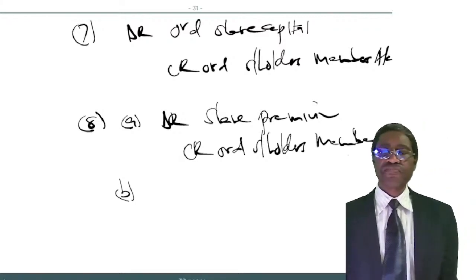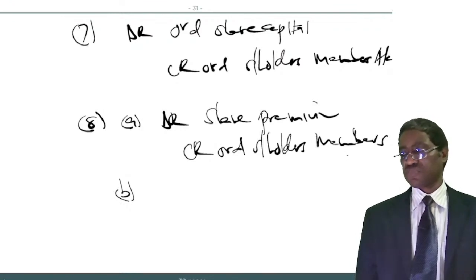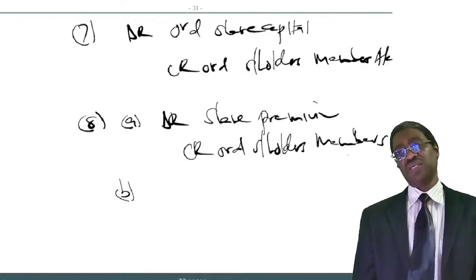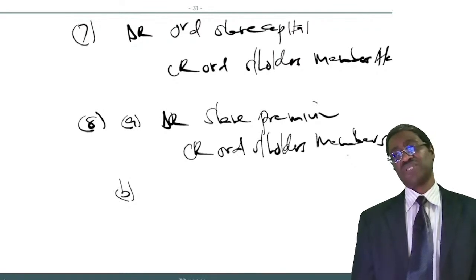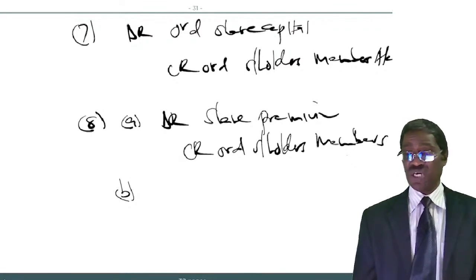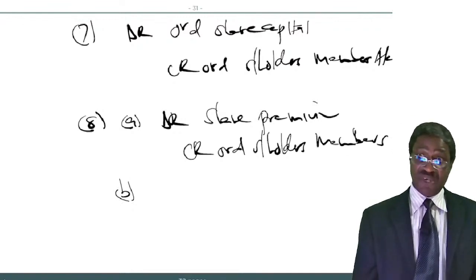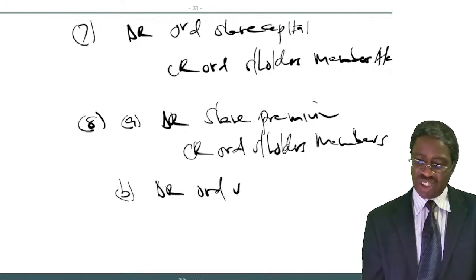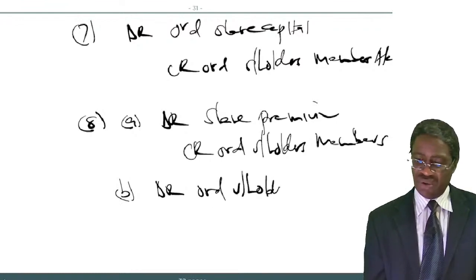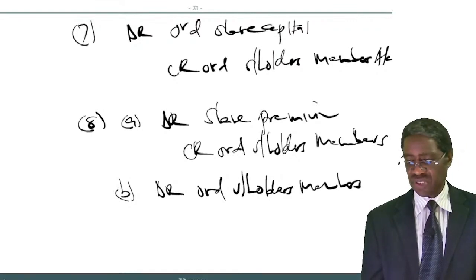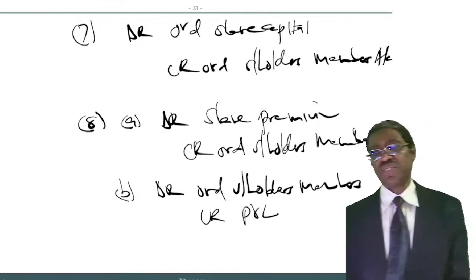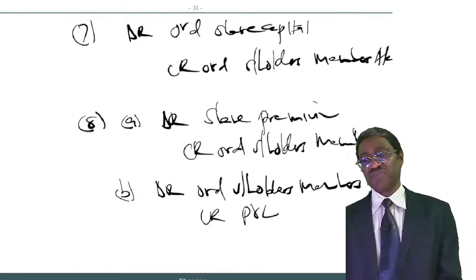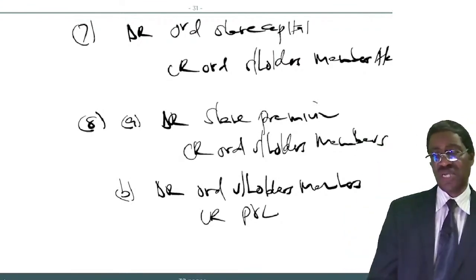B. If negative reserve, e.g. retained losses, debit ordinary shareholders members, credit P&L. Good. That's number 8. Number 9.